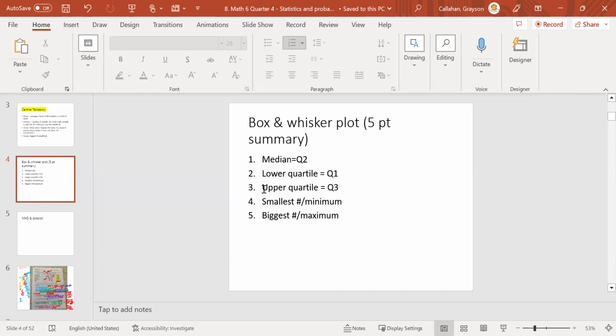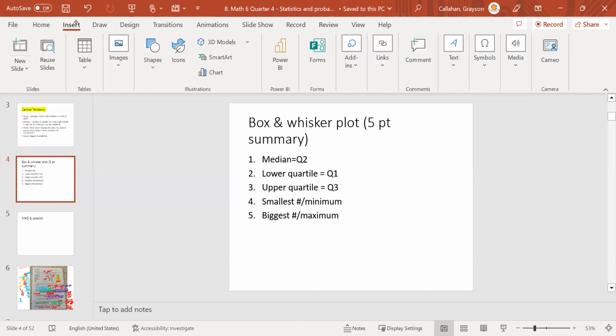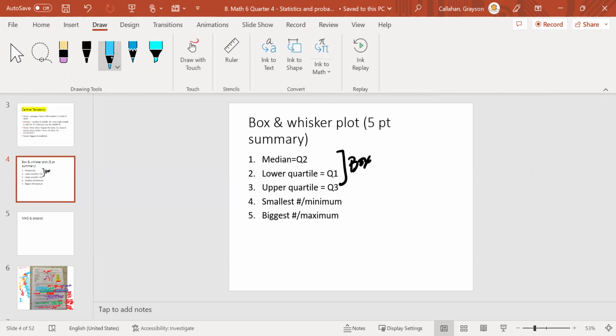Median, lower quartile and upper quartile. This part right here makes the box. Okay. So I want you to draw this. So here's our box. This part right here is the median or Q2.